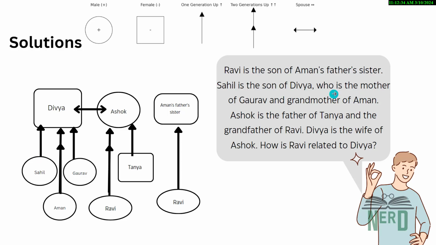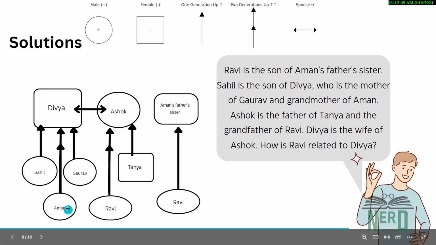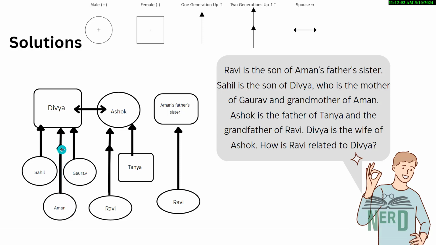And then the next clue, who is the mother of Gaurav? Then we also have to put Gaurav, because it's mentioned here. And grandmother of Aman. So Aman we also put in a circle, grandmother because we're talking about two generations, so two arrows. So here the whole mystery is solved, right?